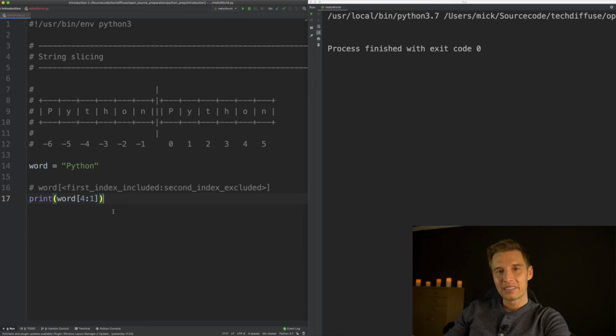Another way to make indices is, for instance, this. We have the 1 in front and we have -2 in the back. What do you expect now? Okay, this gets a bit more tricky. 1 means we start by the Y including, and -2 means we end by the O. So in this case, what I just said, we move from left to right, doesn't work.